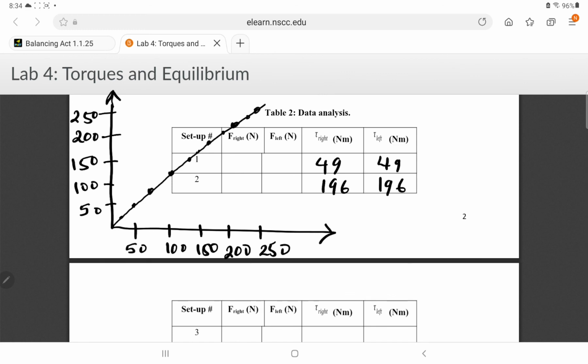And remember, because left-hand torque is equal to right-hand torque, that means this slope should make 45 degrees with this axis, right? So that's all about this lab.